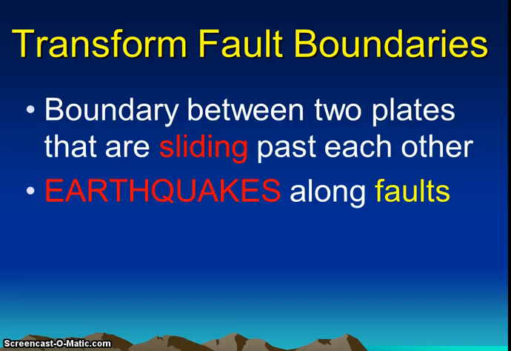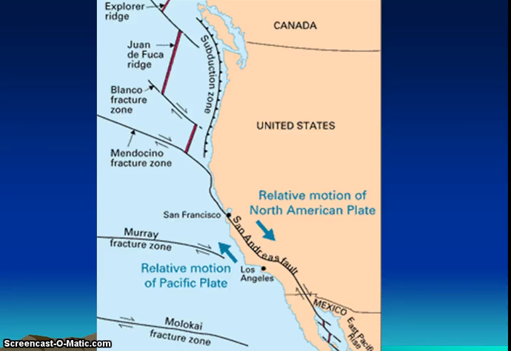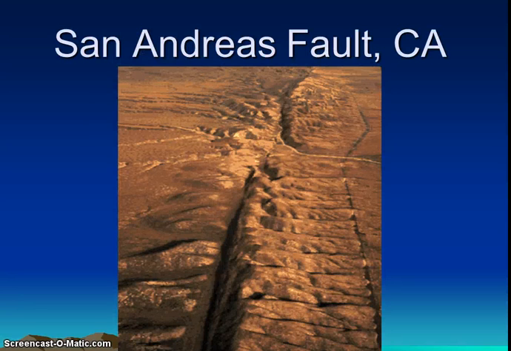The third boundary is a transform fault boundary. This boundary is between two plates that are sliding past each other. A feature of this particular boundary is earthquakes that occur along specific faults. The San Andreas Fault is the most famous transform boundary. This is a boundary between the North American plate and the Pacific plate off the coast of California. And this is a picture of the San Andreas Fault.